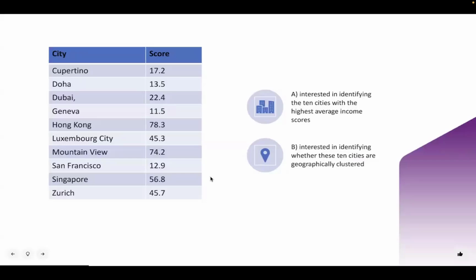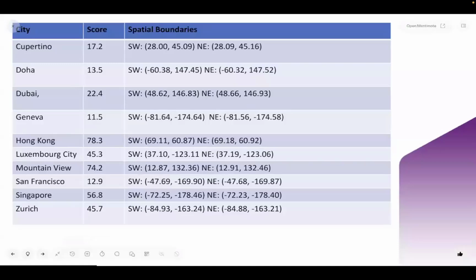However, if you're interested in option B, where you want to identify whether these 10 cities are geographically clustered, you're going to need a bit more information, specifically about the shape of the country and its geographical location. This is where you'll have a table that maybe looks something like this. In this instance, we've got three variables, which include the city, the highest income, and the spatial boundaries. This will then allow us to map these cities with the highest incomes and show how they are geographically clustered.